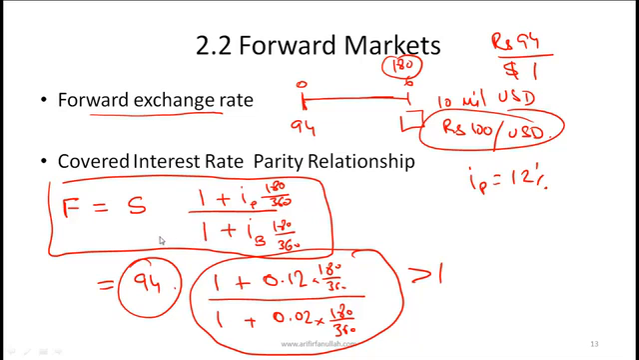If you really want to get into the intuition, do the following. Actually, the point here is that this is the relationship that ensures no arbitrage. If you use any other forward rate, then there is an arbitrage opportunity, and you can play with some numbers and convince yourself of that. But for now, just remember this relationship.